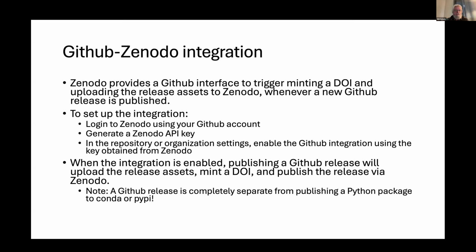And then once that's enabled, if you publish your release on GitHub, then it automatically uploads the zip file for the software, mints a DOI, and publishes that record on Zenodo. And be aware that that is a GitHub release, something you do on the GitHub site. That's completely separate from publishing your package to Conda or PyPI or anything like that. So this is strictly connected to the GitHub release process.